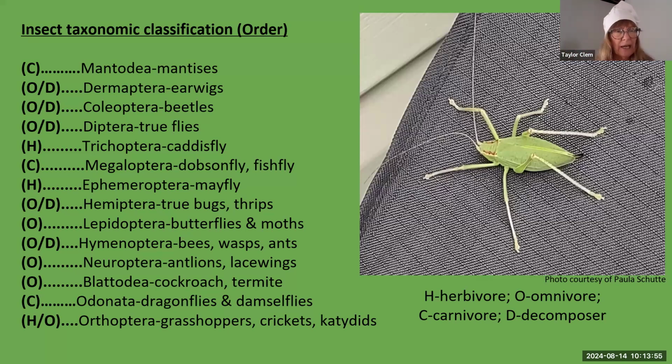Here we have it broken down. I have the different orders. You notice some of the orders just have one type of insect in it, like the Mantodea has mantises. There's a lot of beetles.